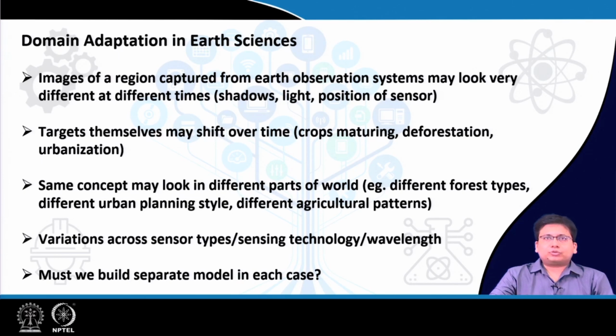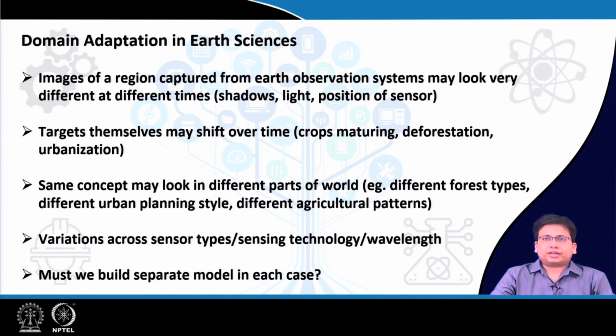This happens due to the various shadows that are present, the light, and also the relative position of the sensor with respect to the object. All these are factors which cause the images of the same region captured by different sensors, or even the same sensor at different times of the day, to differ from each other. Additionally, over time the target region itself may change.